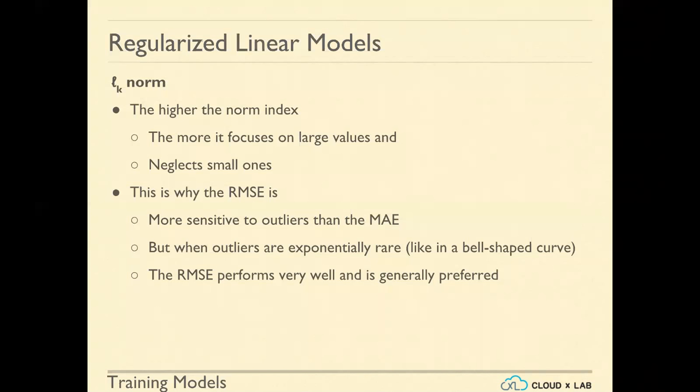But when outliers are exponentially rare, like in a bell-shaped curve, the root mean square error performs very well and is generally preferred. So we generally prefer root mean square error for the same reason. One, it removes the negative sign. Second, it basically emphasizes the outliers more.